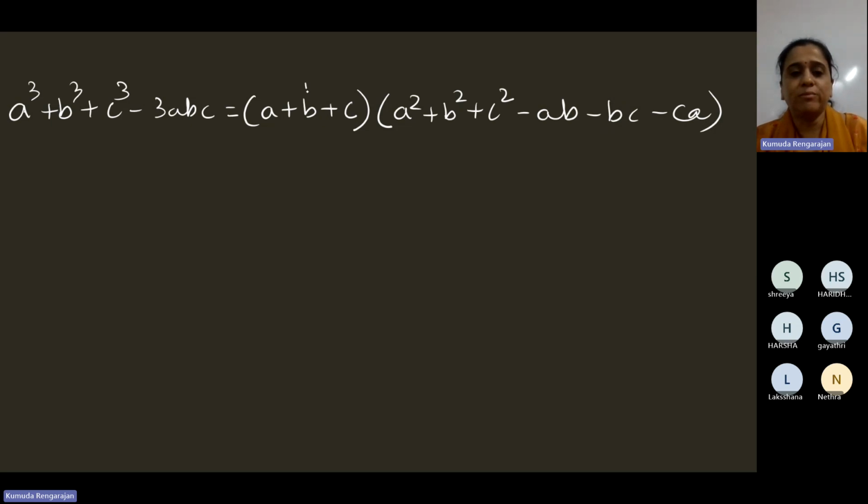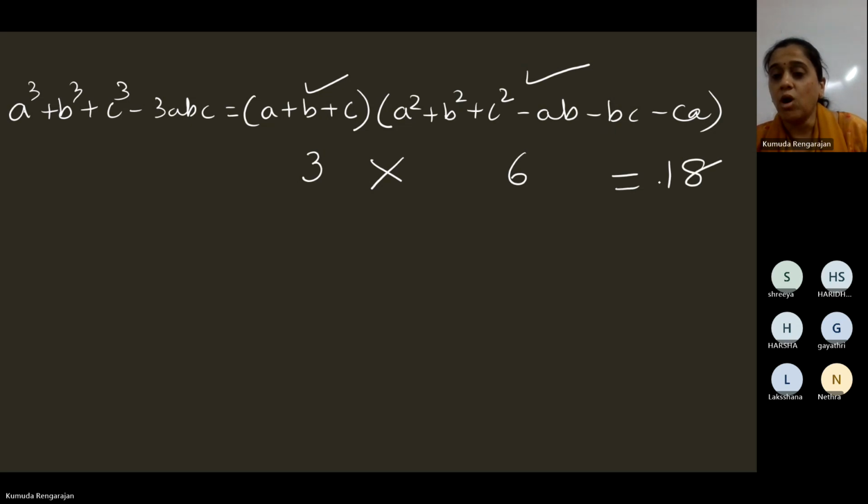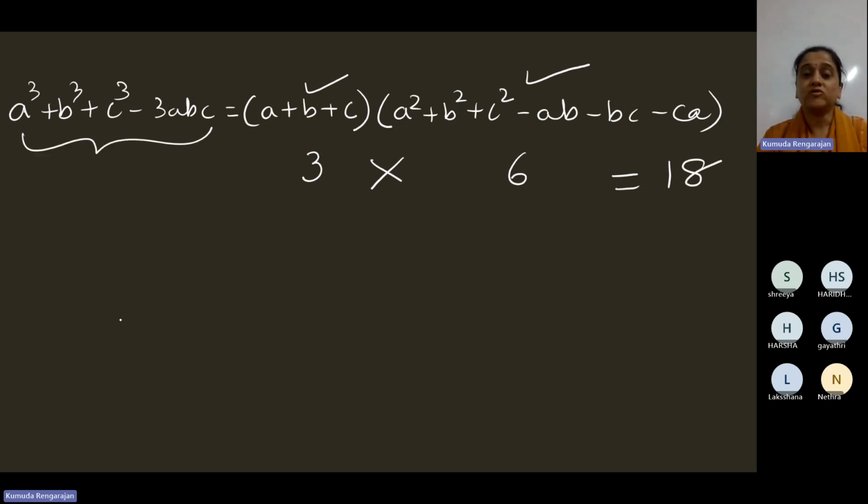So you need to find the product of these two brackets. This bracket has 3 terms. This one has 6 terms. So when you multiply, you will get 18 terms. Of the 18 terms, you are left with only 4 terms here. So 14 terms will be cancelled out.